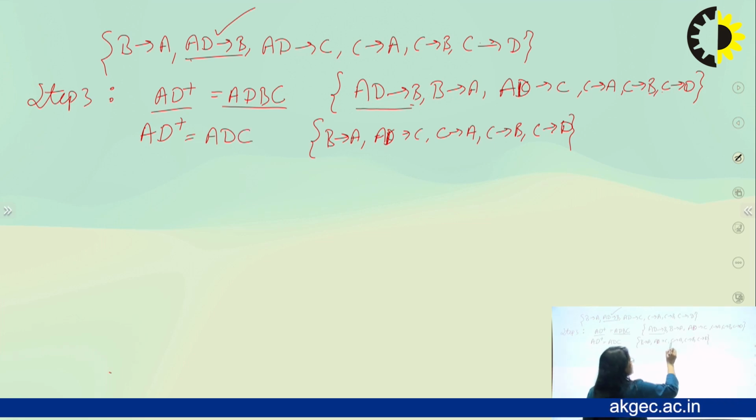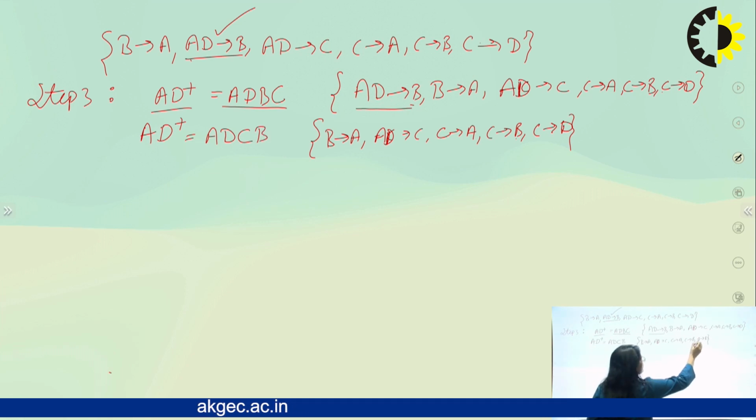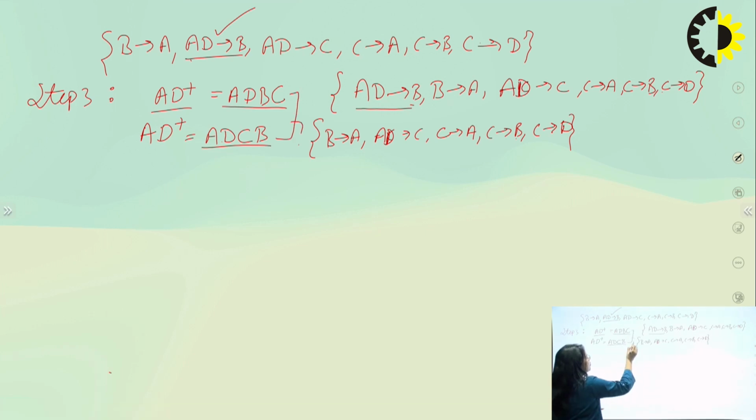If we are having C, we can deduce A. A is already here. If we are having C, we can deduce B. B is not here, so we will write B here in the closure. Okay. If we are having C, D can be deduced. So D is already here. So what is the closure? We can check here, both are the same. It means if we are having this functional dependency, then also the closure is the same.